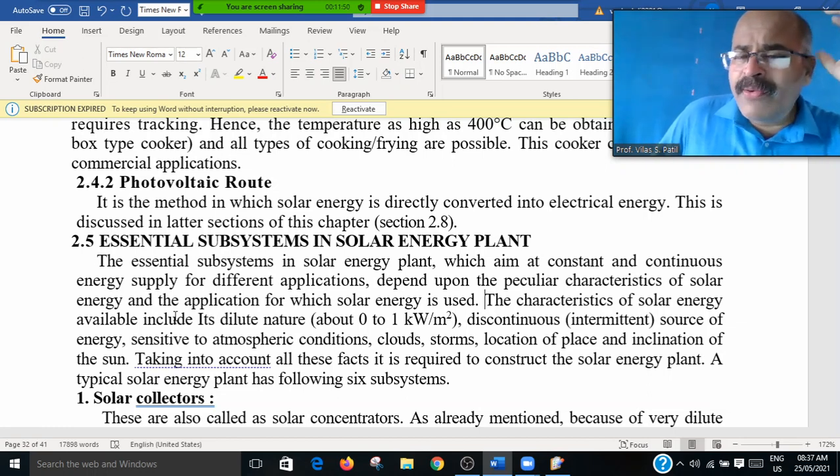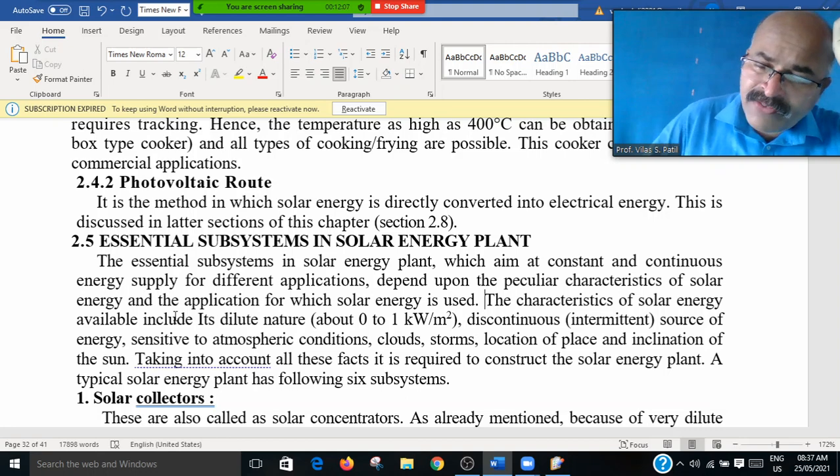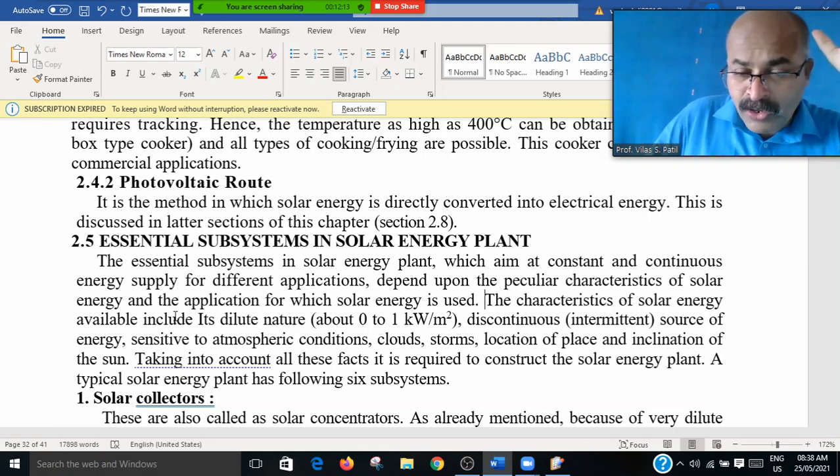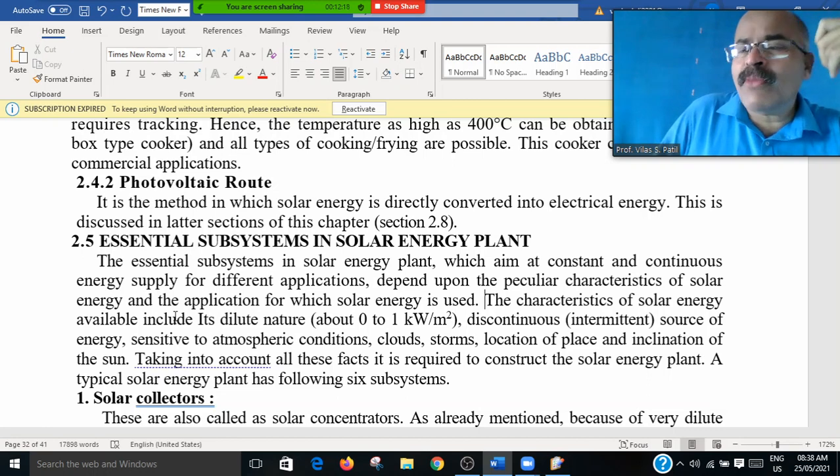We know that it will vary from 0 to 1 kilowatt per meter square. That is the intensity of the solar energy. Also, we know that solar energy is very discontinuous. It changes season wise, and it changes in day to day time also. Okay. Also, we know that it is sensitive to the atmospheric conditions.